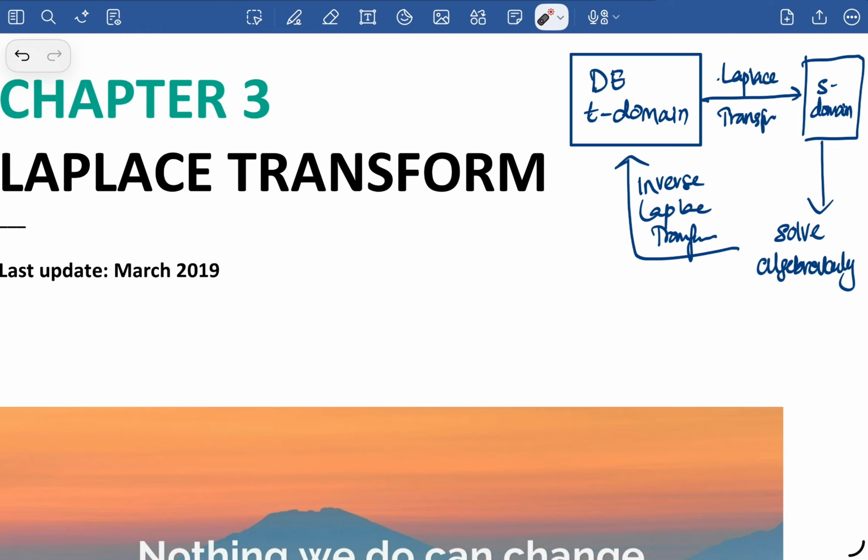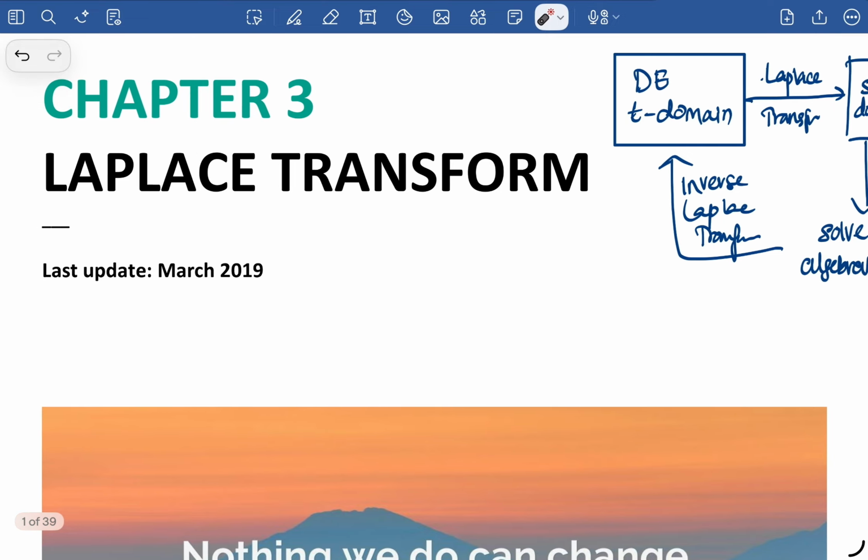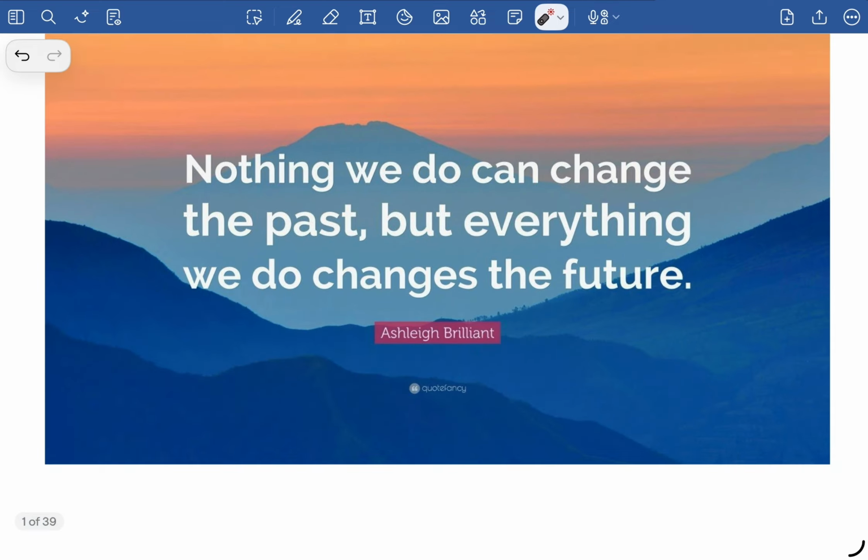Now, how the chapter will go is something like this. First we learn how to do the transformation from t to s domain. After that, we will learn how to do the inverse Laplace transform so that we can get from s to t domain. And lastly, we learn how to solve the DE algebraically here. So basically, those are the steps that we will learn. Now that is the introduction to the Laplace transform.